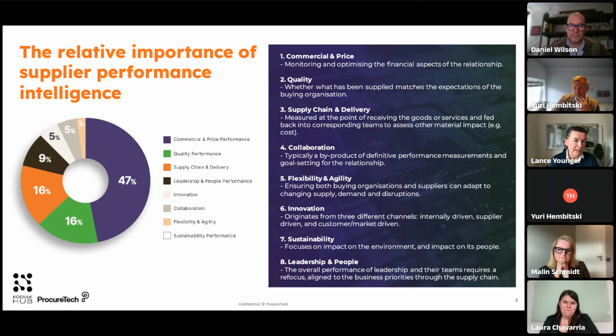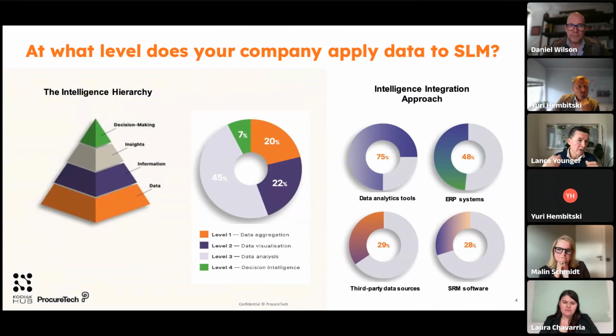And then how does that data come together? We look at data across 4 different levels, or call it the intelligence hierarchy of data. At the base level, you've got data and data aggregation. The next level, you've got data visualization and information. Then you've got data analysis and insights. And then finally, decision intelligence and decision making. As you see here, the majority of organizations are working at level 3, around data analysis. And decision intelligence, the peak of the hierarchy, is a little way off at 7%.